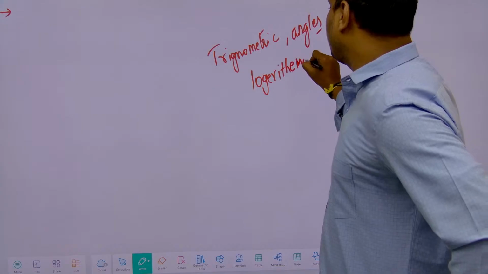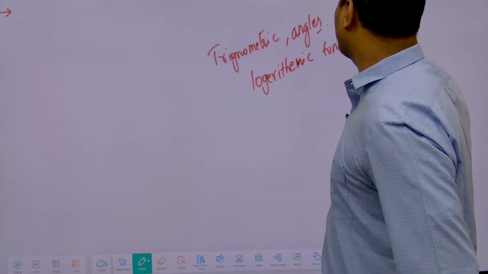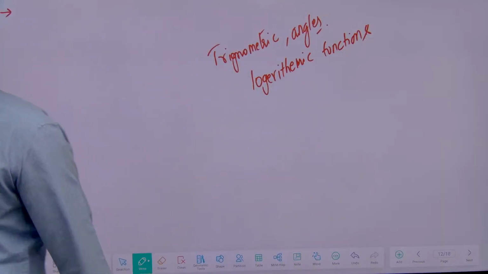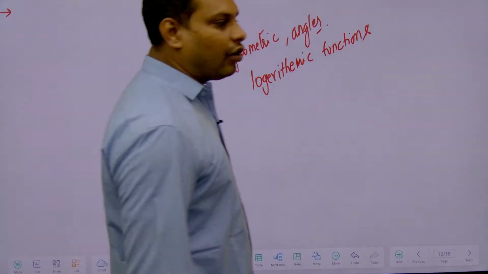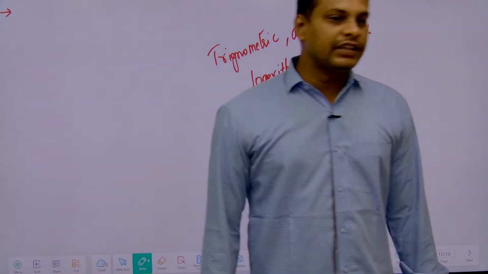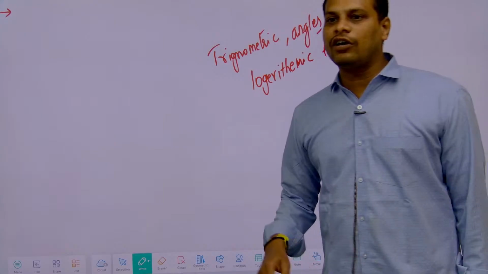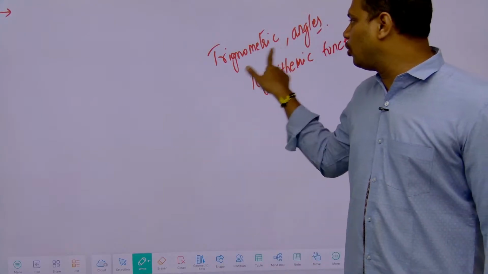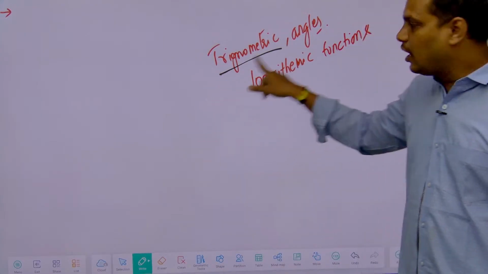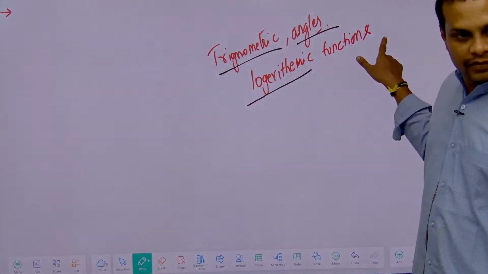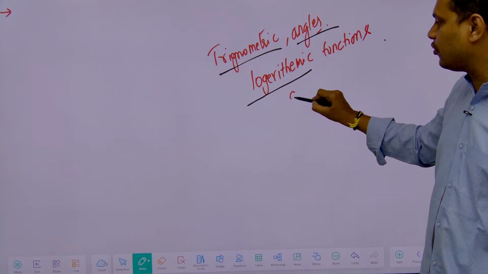Okay, logarithmic functions also don't have dimensional formulas. And also exponential functions. We cannot express the dimensional formula for these mathematical functions. For which mathematical functions can we not apply the dimensional formula? Trigonometry, next angles, are you clear? Logarithms, as well as exponents, exponential functions.